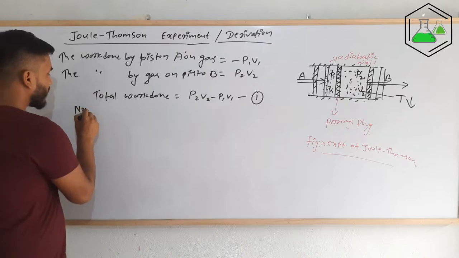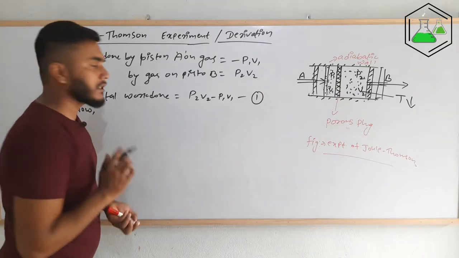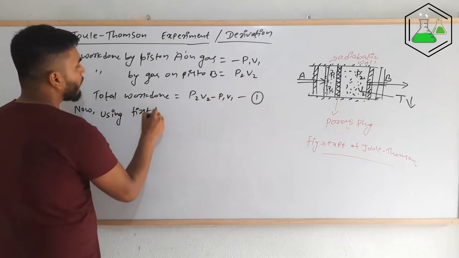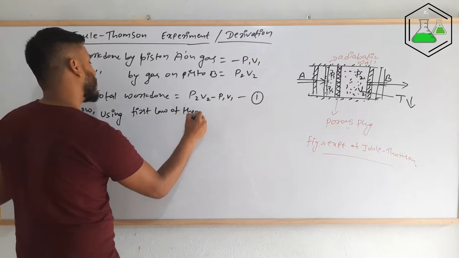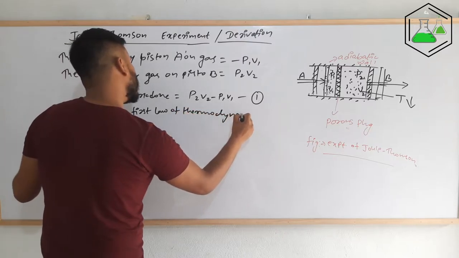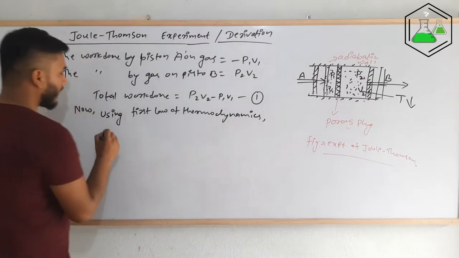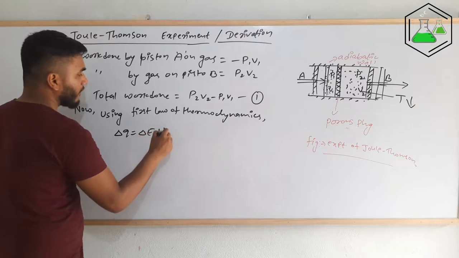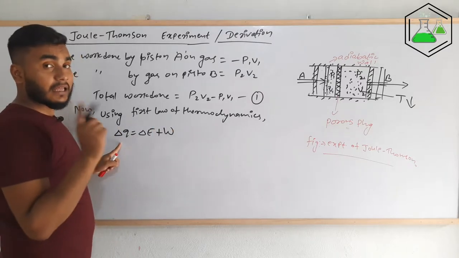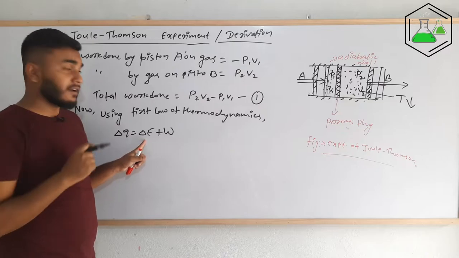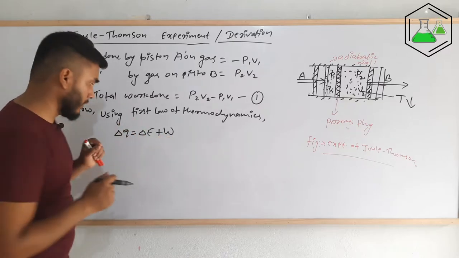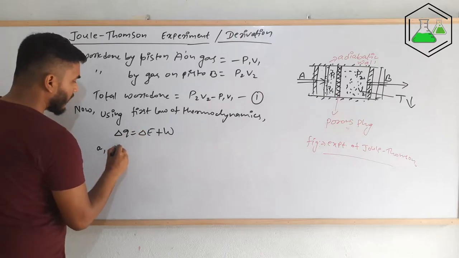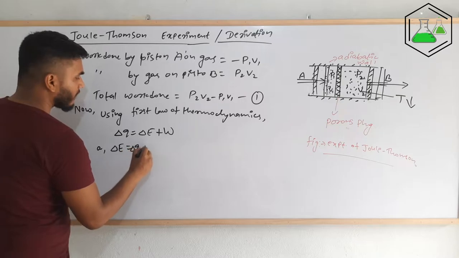Now, as we are reading thermodynamics, let's use the first law of thermodynamics. We can write, what is the first law of thermodynamics? Del Q is equal to del E plus W. So del Q means change in heat energy, del E means change in internal energy, W means total work done. Let's find out the value of del E. So del E will be equal to del Q minus W.